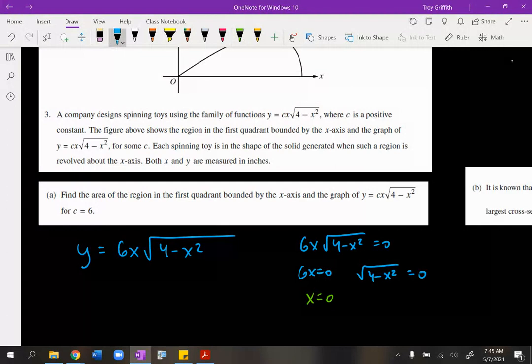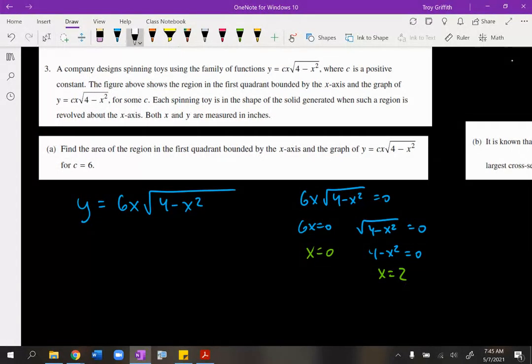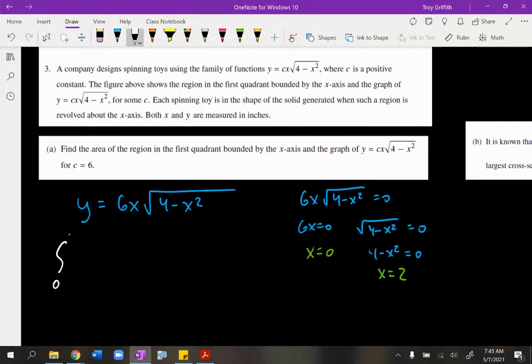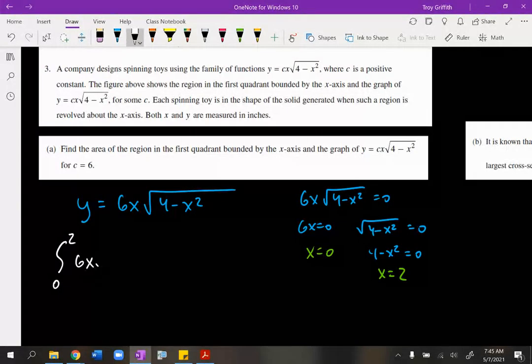On this next one, I'll get 4 minus x squared equals 0. You can either do the math for that or just recognize that the only positive x value that will make this true is when x is equal to 2. So essentially, all we're attempting to calculate on this problem is the area under the curve from 0 to 2 of this function right here.